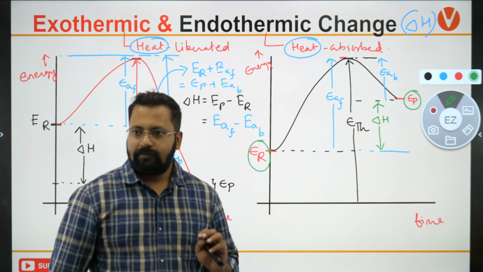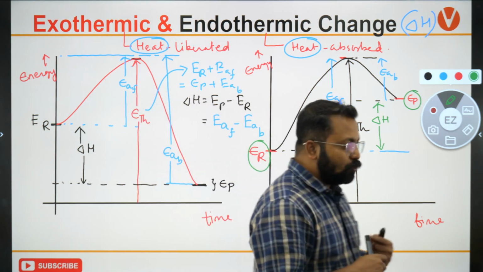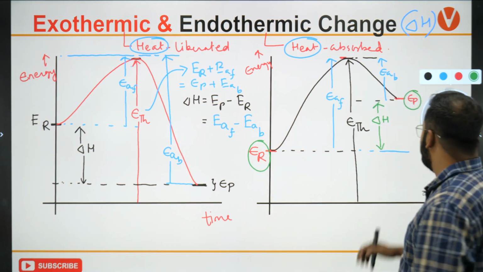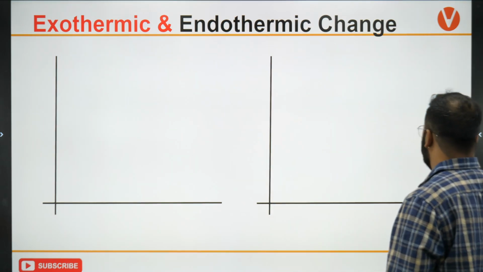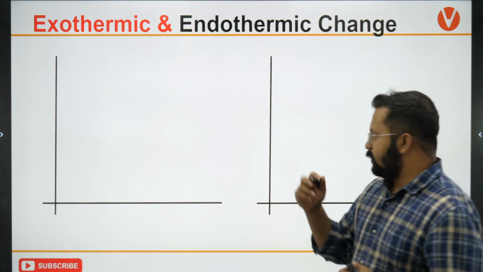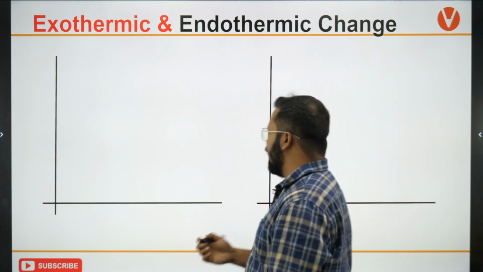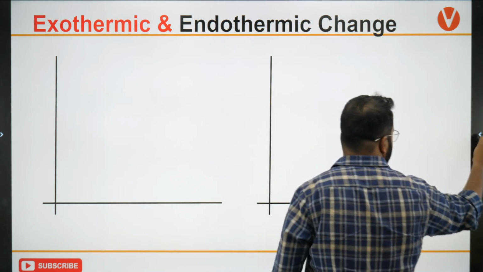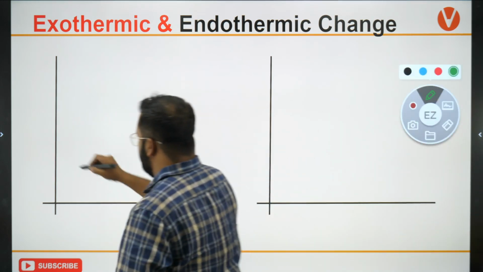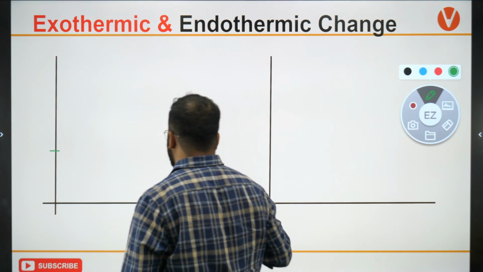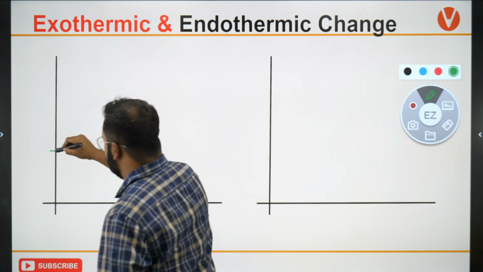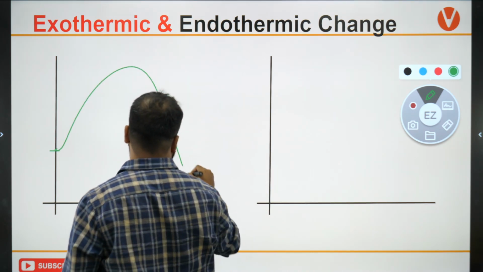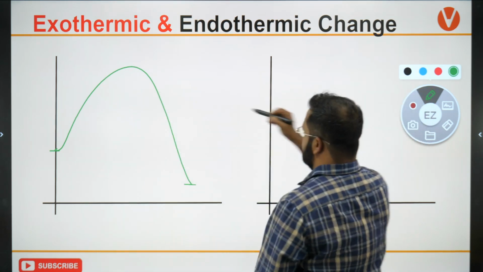Okay, is that clear? Now when you use a catalyst, what happens is that in presence of a catalyst, if I would try to draw, in presence of a catalyst for an exothermic change, let's say the change takes place like this. This is without catalyst.